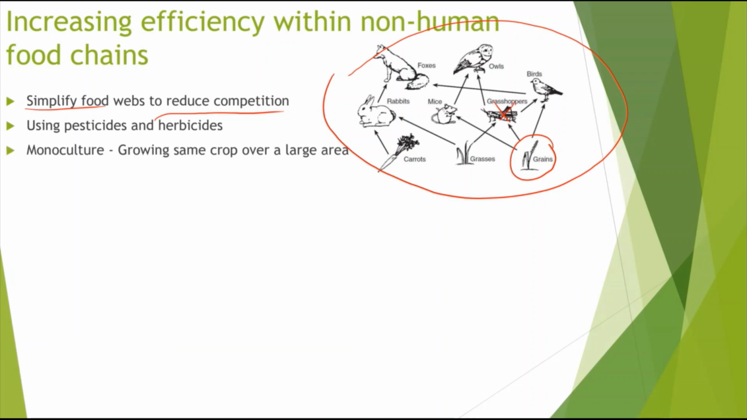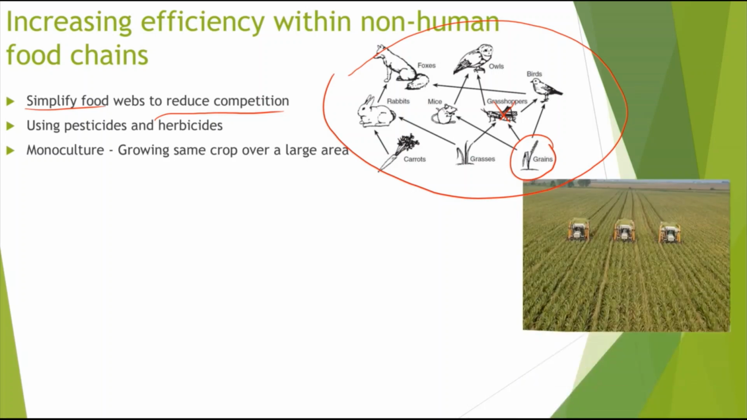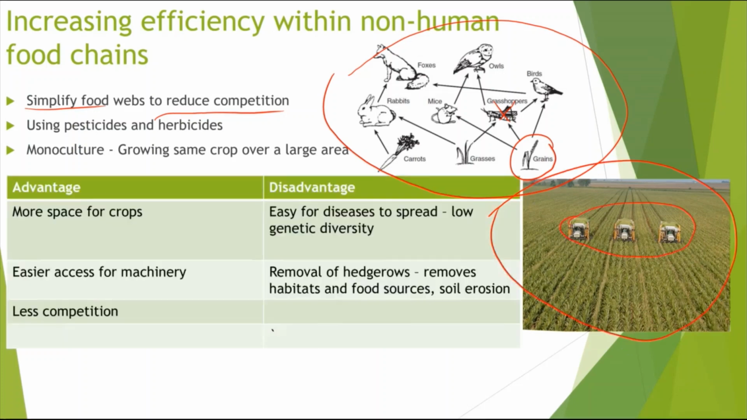And we could also have a monoculture. So this is where we grow the same crop over a large area. So for example, this. So we're growing the same crop over all this huge area. Okay, so the advantage is there's more space for crops to grow. So looking at this area, there's a huge area for all these crops to grow.